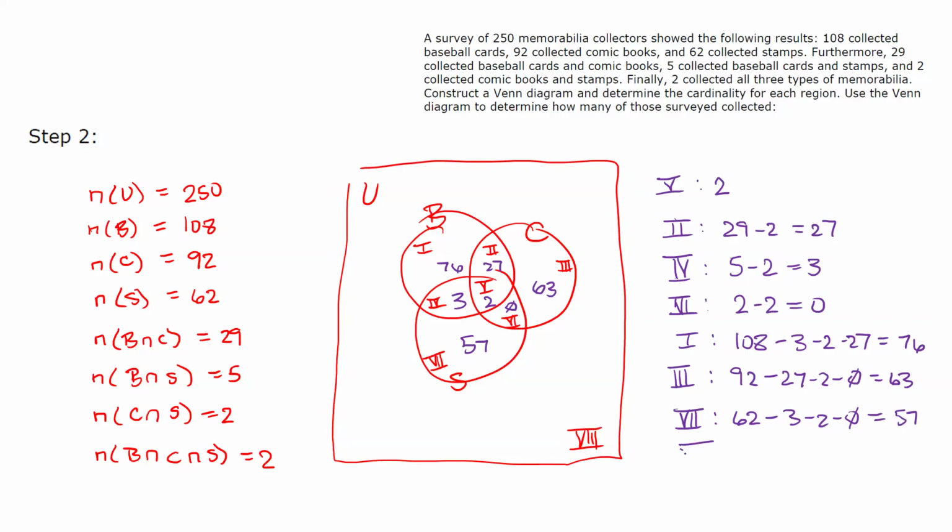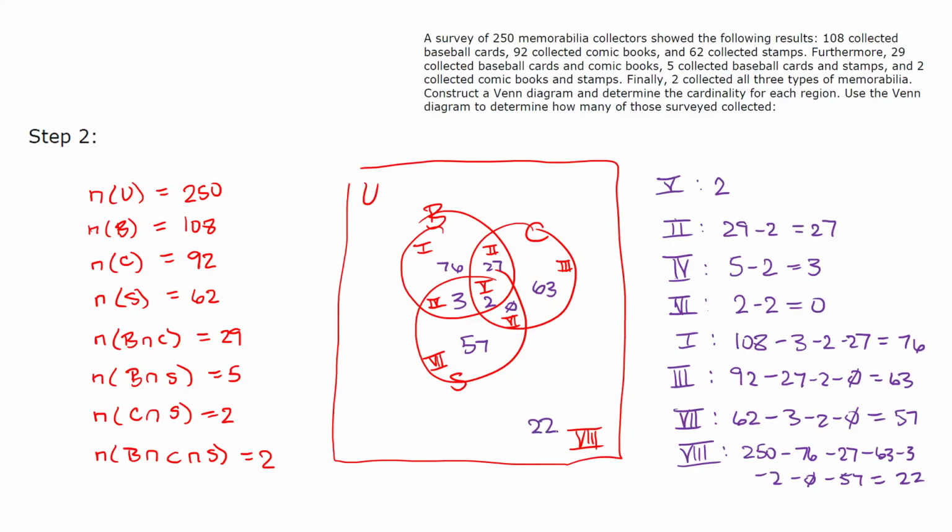And then region 8. Region 8, we know the total of the universal set is 250. So we would then have to subtract all of the values within the sets. So that would be 76, 27, 63, 3, 2, 0, and 57, giving us 22.